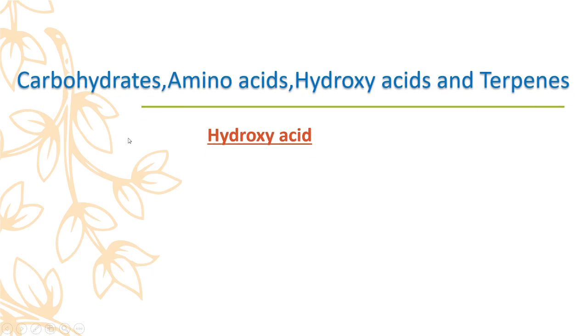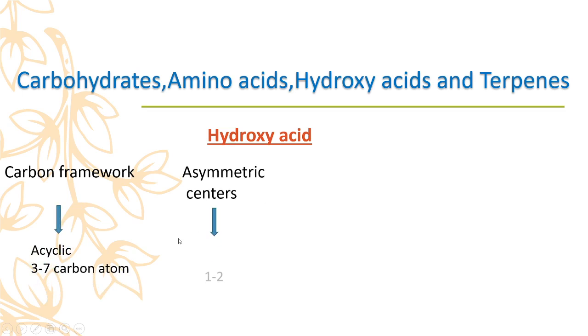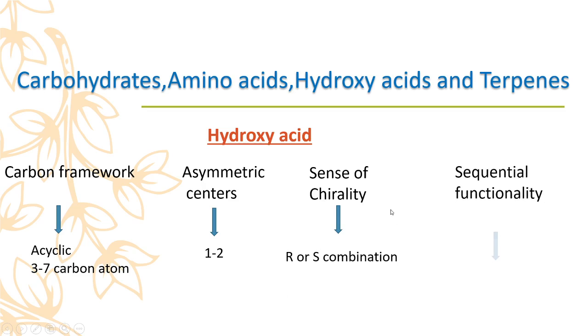The third one is hydroxy acid. This is also a natural product. The carbon framework contains acyclic or 3 to 7 carbon atoms, in which 1 to 2 asymmetric centers, that are the chiral centers, are present in the hydroxy acids. It may be R or S combination. These are the alpha hydroxy acids or alpha beta dihydroxy acids.